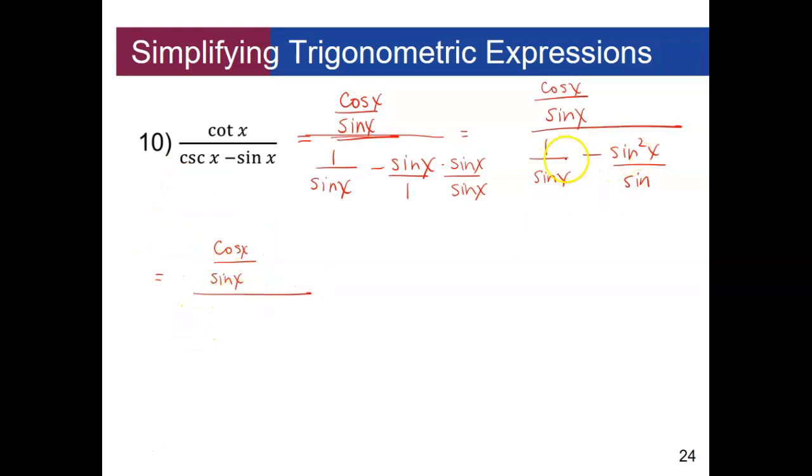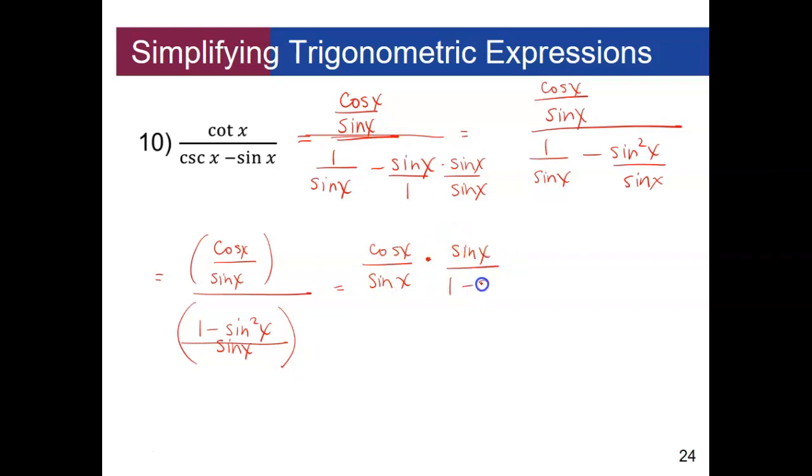I'm going to combine these two into one fraction since they now have a common denominator. So they have a common denominator of sine, and then the numerator is going to be 1 minus sine squared. So I've got cosine over sine. And now that I have it into two fractions that are being divided, I'm going to do keep, change, and flip. Okay, so their signs would cancel at this point.